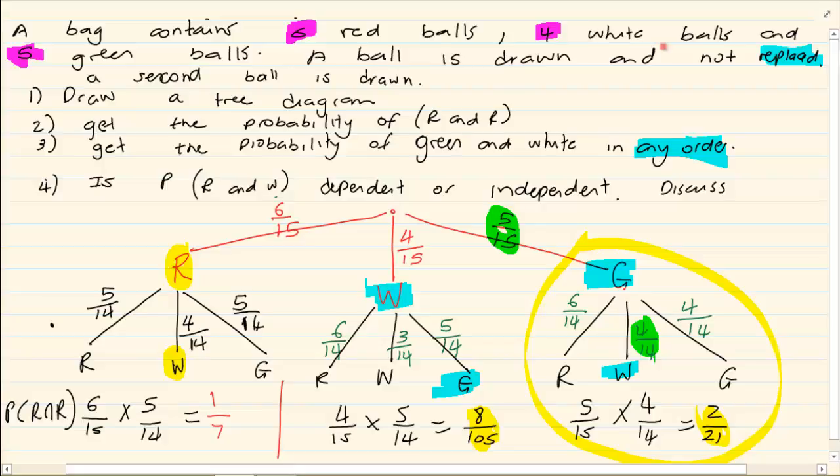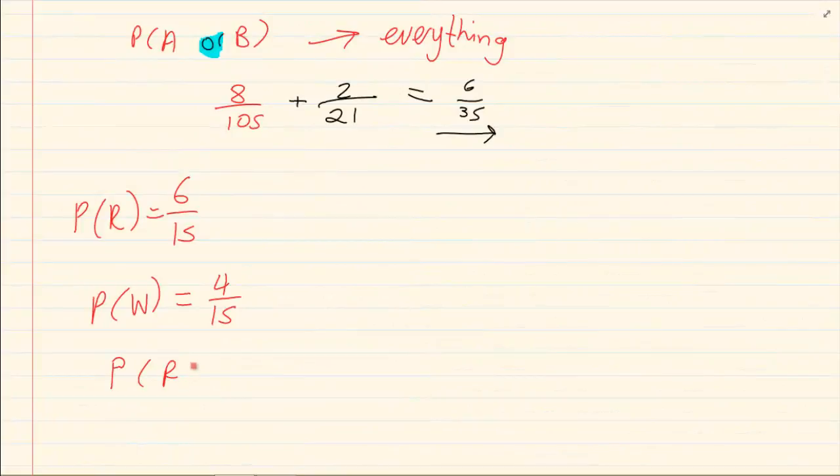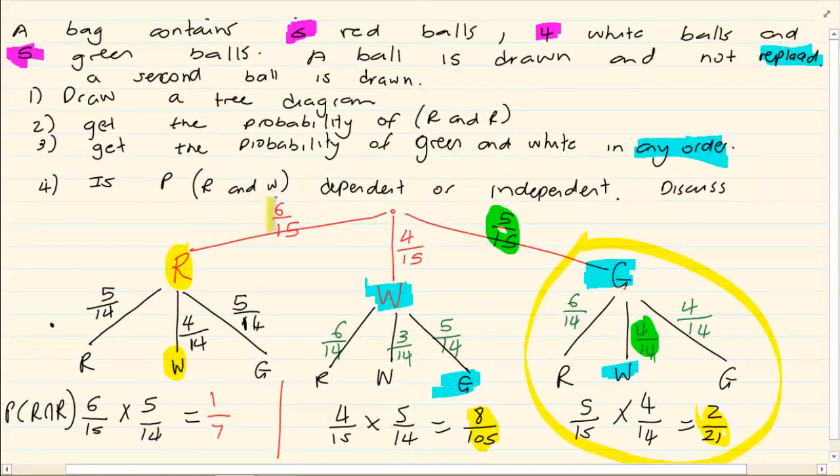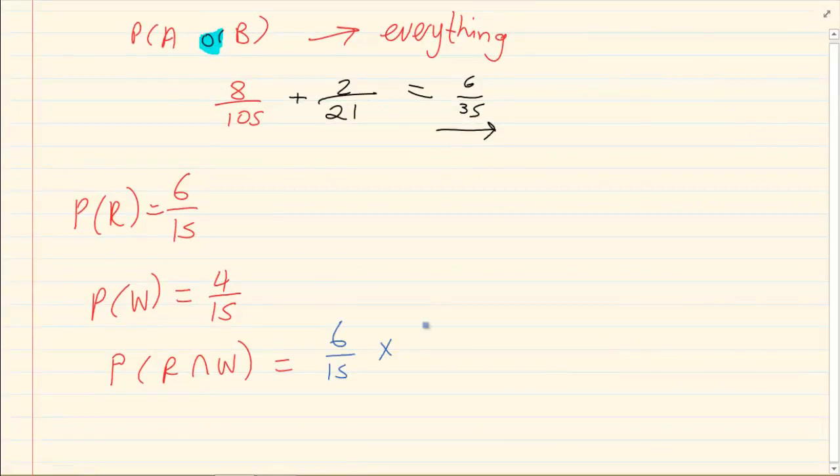Together, we also know that if I was doing the probability of R and W, now look at your drawing because this is where you mustn't go wrong. You look at your drawing and you see, okay, when it was first R, it was 6 over 15. But look, when it went to W, it became 4 over 14. So I have 6 over 15 times 4 over 14, which is equal to 4 over 35.